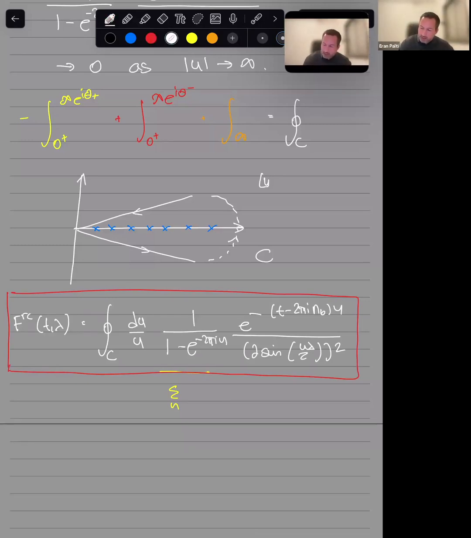where C is the contour that goes around all of the x-axis, anti-clockwise. But remember, it doesn't include the 0. So we have to put it together at 0 plus. It doesn't include the pole at u equals 0. That's not included in this contour integral, but all the other poles are included. So we have to integrate over the whole of the x-axis.